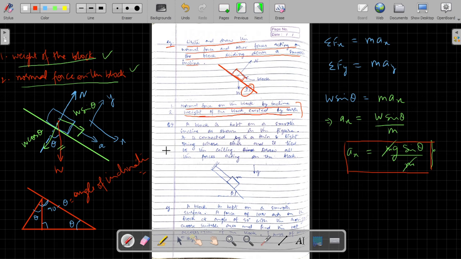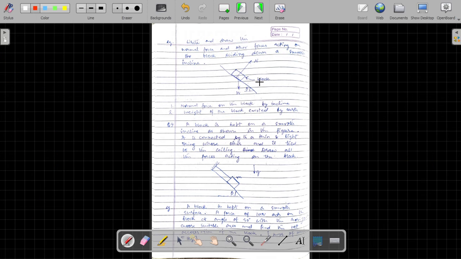So next, let us do a question. The next question which we have is: a block is kept on a smooth incline as shown in the figure. Again, just like the case which we just did, and it is connected to a thin light string whose other end is tied to the ceiling. We have to draw all the forces acting on the block. So this is our objective.